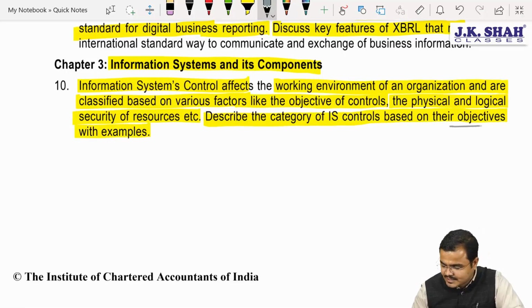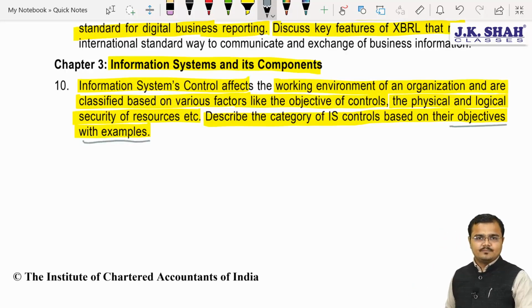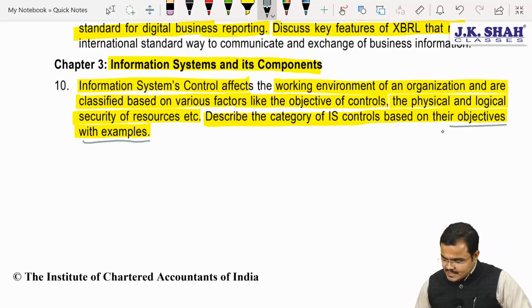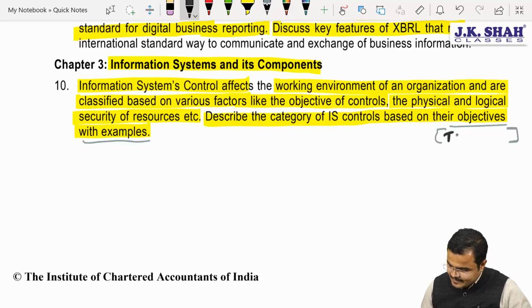Describe the category of IS controls based on their objectives with example. Now people, they are very much clear that they are asking us what? Sir, controls on the basis of objectives. Agree? Yes sir. Sir, objective based controls are also called time based controls. They are called as what chartered? Tell me please. Sir, time based controls.